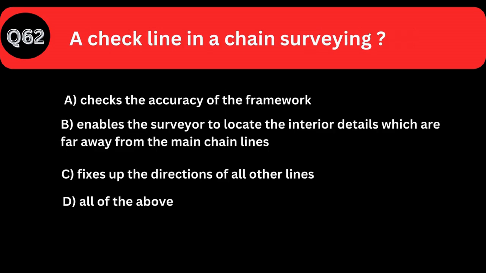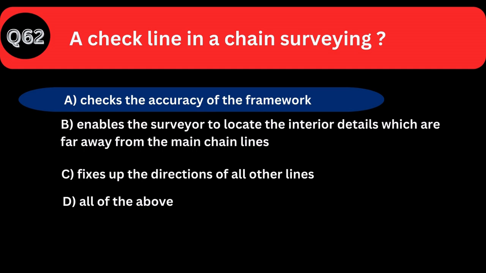A check line in chain surveying. Options: A. Checks the accuracy of the framework, B. Enables the surveyor to locate the interior details which are far away from the main chain lines, C. Fixes up the directions of all other lines, D. All of the above. Answer: A. Checks the accuracy of the framework.